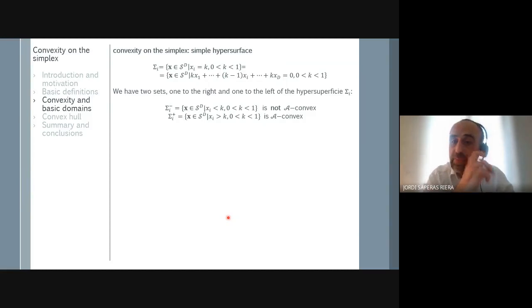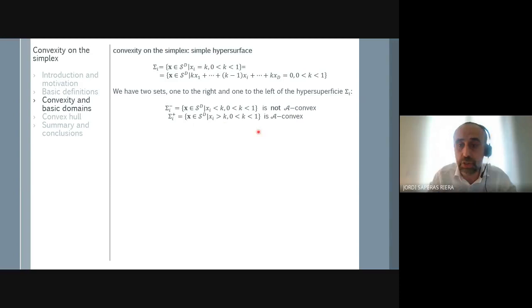The second way we have to generate sets such that they are algebraically and geometrically simple to interpret is by constraining the xi variable. We define the simple hypersurface as the set of the simplex that verify the equation xi equal k. This simple hypersurface splits the simplex into two regions.